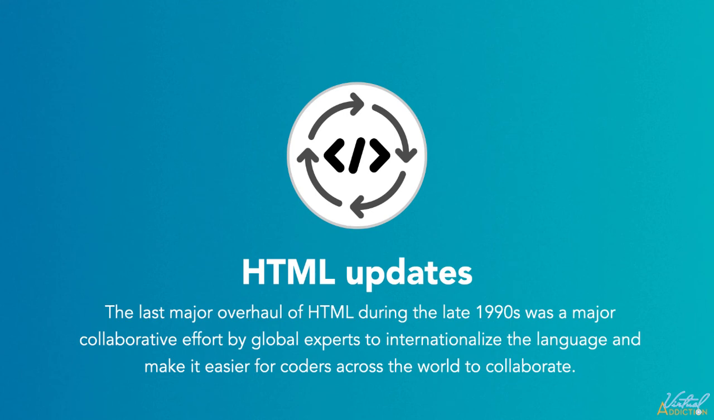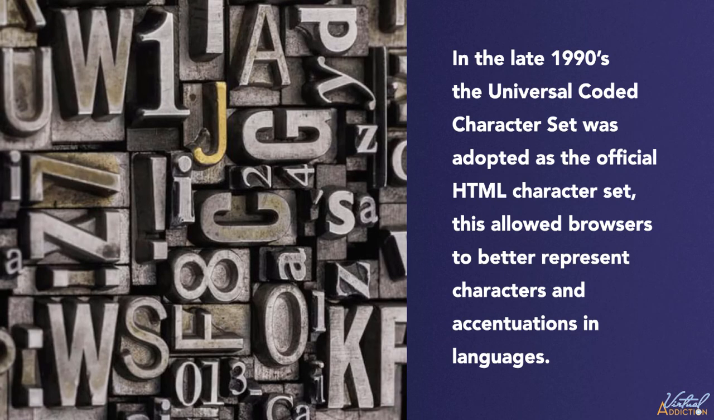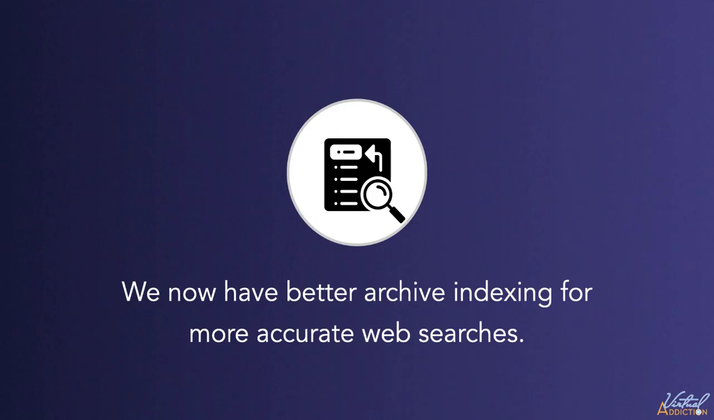The last major overhaul of HTML during the late 1990s was a major collaborative effort by global experts to internationalize the language and make it easier for coders across the world to collaborate. As part of this effort, the Universal Coded Character Set was adopted as the official HTML character set. This move allowed browsers to better represent the many characters and accentuations present in human languages and dialects. As a result, we now have better indexing for more accurate web searches in addition to top-quality typography.